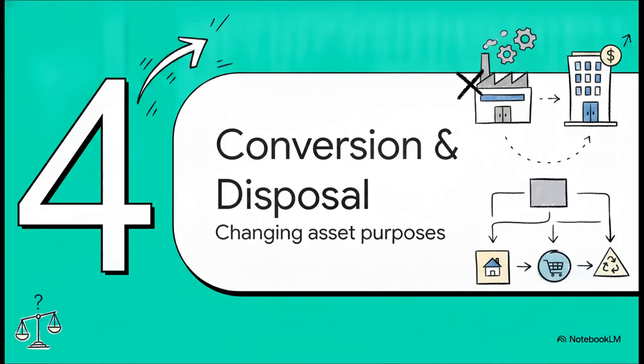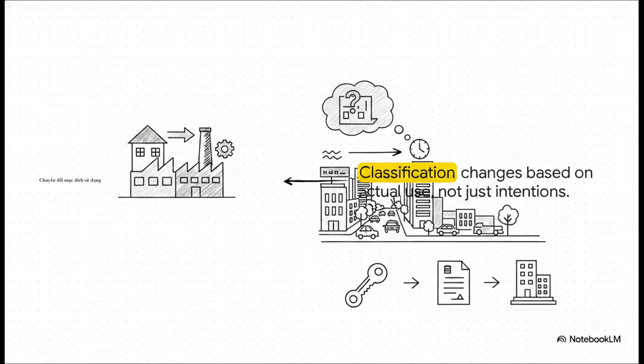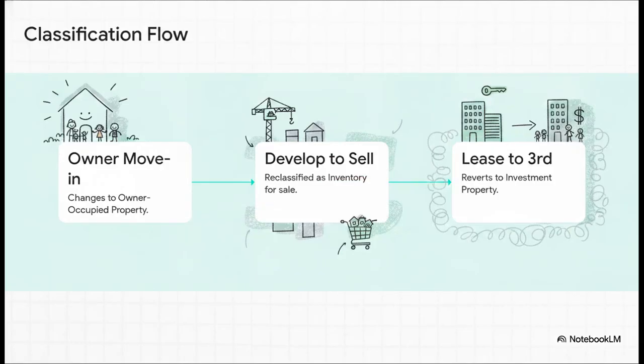All right, on to Section 4, Conversion and Disposal, Changing the Purpose of Use. When it comes to changing an asset's purpose, the way a property is classified isn't just set in stone forever. Under VAS 05, the classification shifts entirely based on undeniable, documented changes in how that property is actually being used in the real world. Let's look at this step-by-step lifecycle flow.